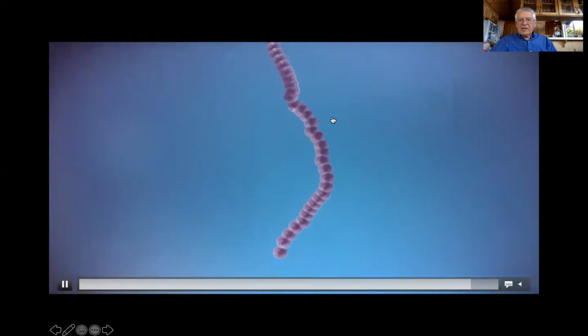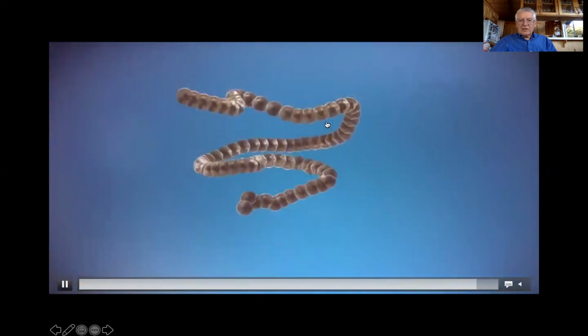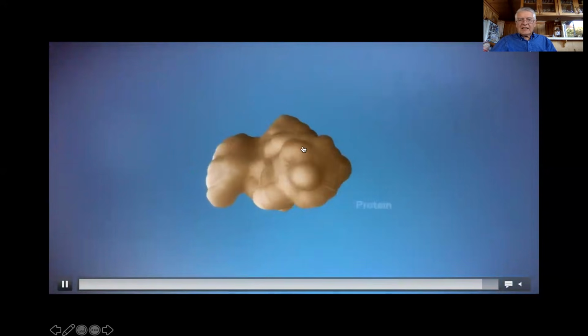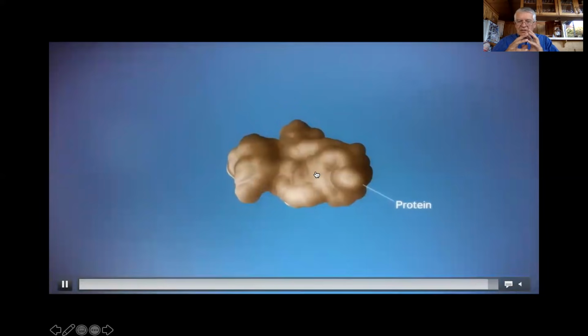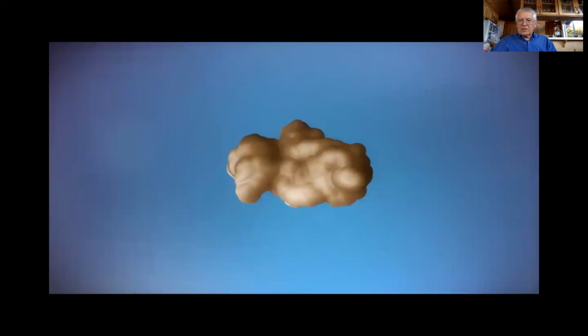And you end up with a linear string of amino acids, but then they collapse and bind to each other. And in doing so, they make a protein. All right. So that was the whole central dogma.